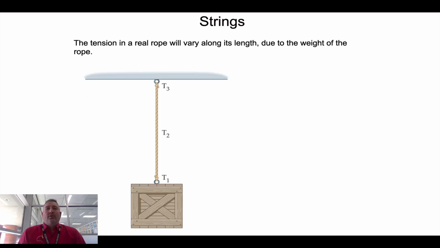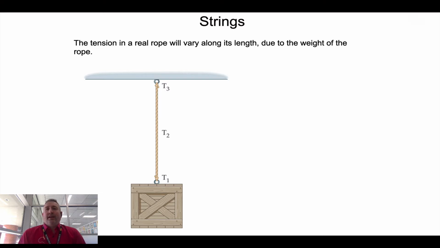All right. So when we have tension in a real world situation, it does vary through the length of the string, and in most of our situations, we won't deal with that. But if you look at this, we have 3 different spots on this rope where tension could be measured: one at the bottom of the rope, one in the middle, and one at the top. And in hypothetical situations, we'll treat them as the same.